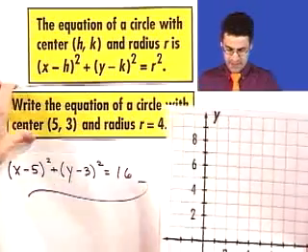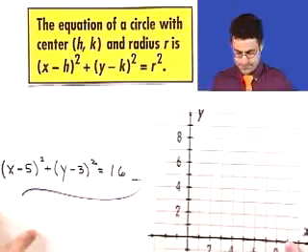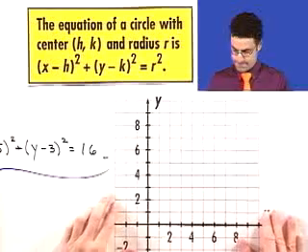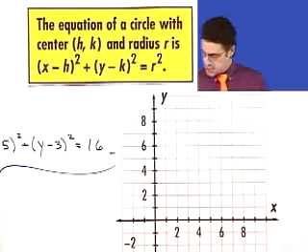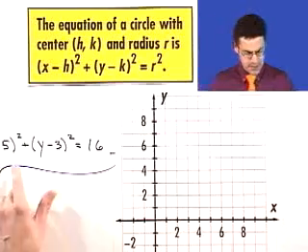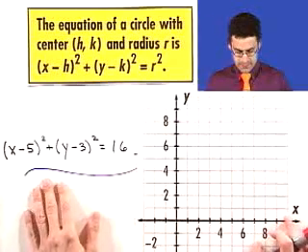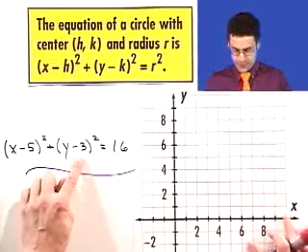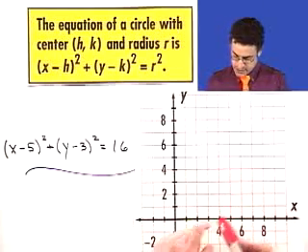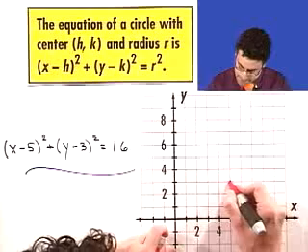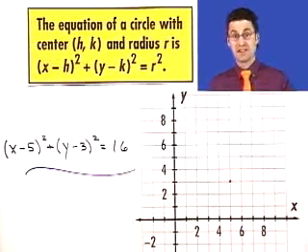Let's graph it live so you can see this in action. So I now look at this and I see, okay, great, no problem. My center is going to be at 5, 3. So 1, 2, 3, 4, 5. 1, 2, 3. So this is the center. Put a dot there just for reference. And now let's actually draw the circle.